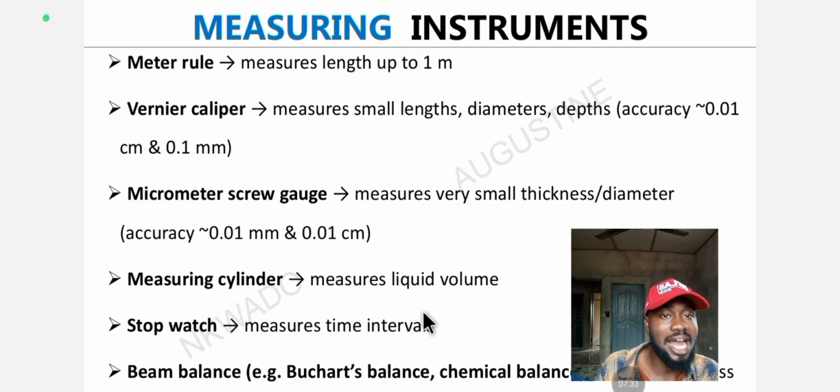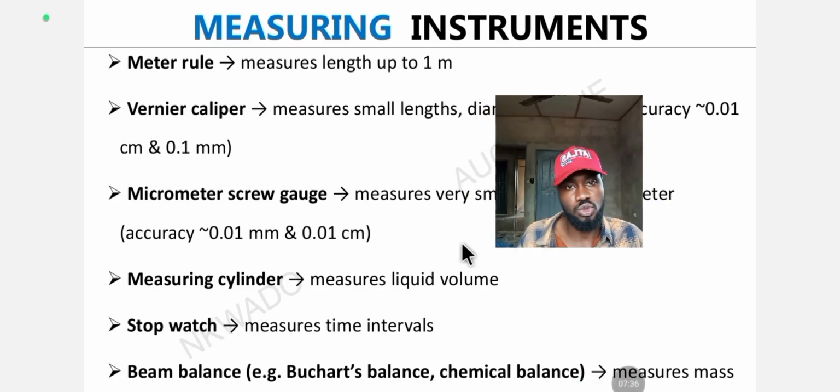It measures time intervals. You know what a stopwatch is used for. Then next we have the beam balance. There are different types of balance. We have the Roberval's balance, and we also have the chemical balance. All these are what JAMB said you should at least know about, what they are used for.